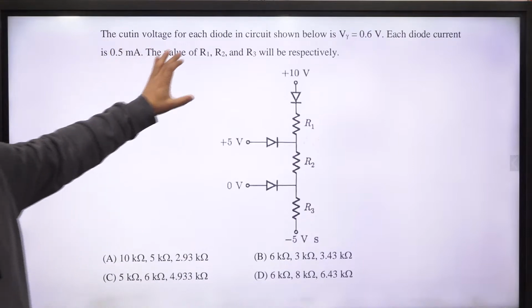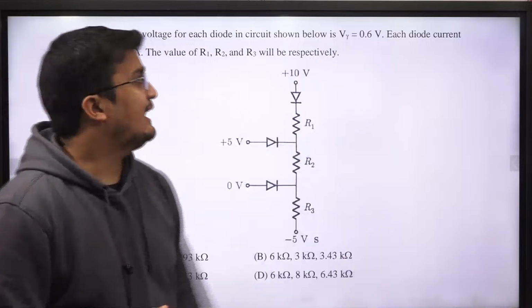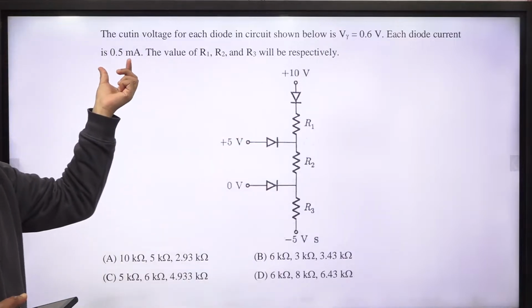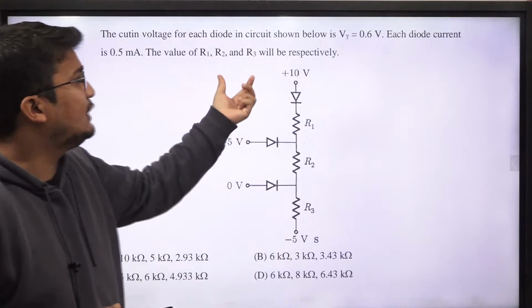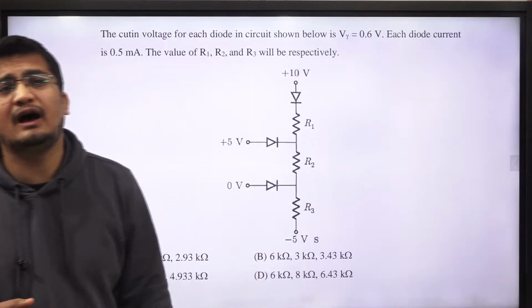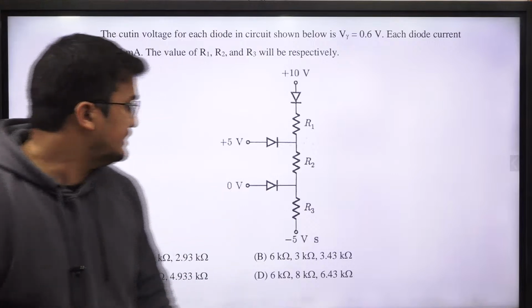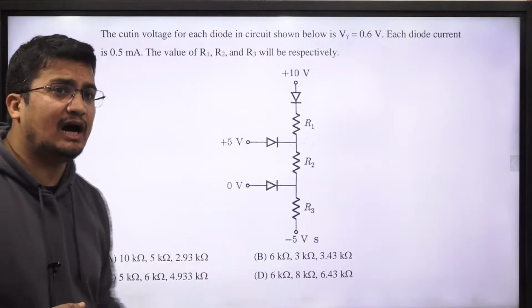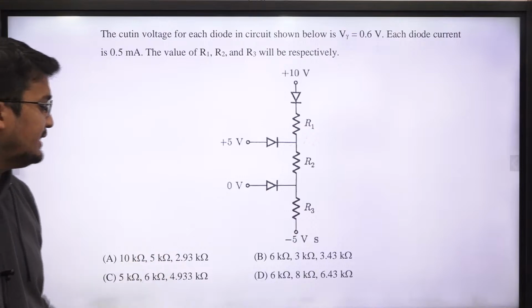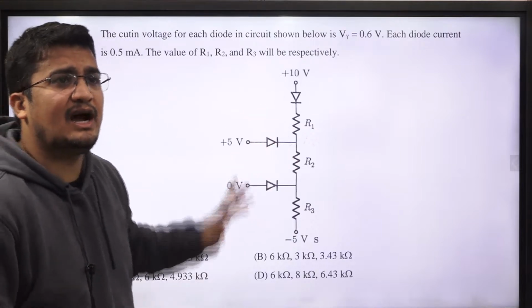The cut-in voltage for each diode given in the circuit is shown as 0.6, and each diode current is given as 0.5 milliampere, and then the values of R1, R2 and R3 are respectively asked. It's a very straightforward question. Three values are given in each of option A, option B, option C, option D: R1 value, R2 value, R3 value. So this one is R1, this is R2 and this is R3. Tell me the answer.